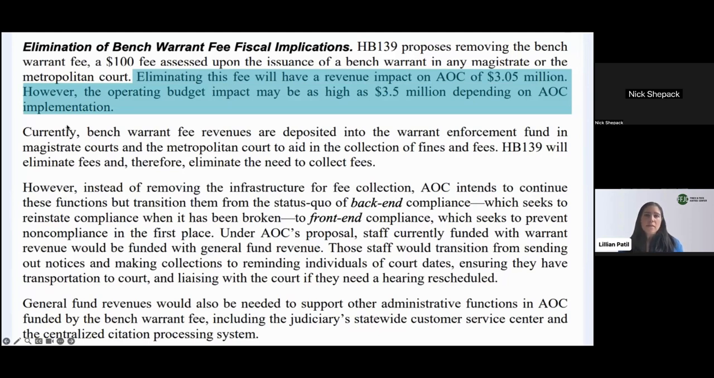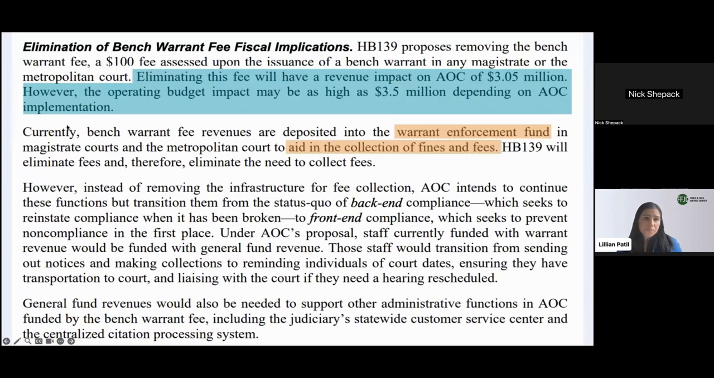That tells me that there's something else at play here in the estimate besides just the loss of revenue, because then they're also saying there may be this additional money that's needed to be backfilled. And then the words depending on AOC implementation tell me that there may be some assumption that the courts are making that may be either optional or scalable. So then I'm going to use the next few paragraphs to try and understand what those assumptions or those options might be.